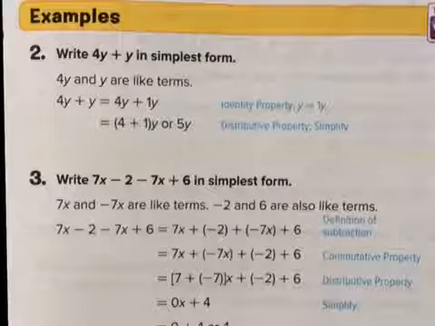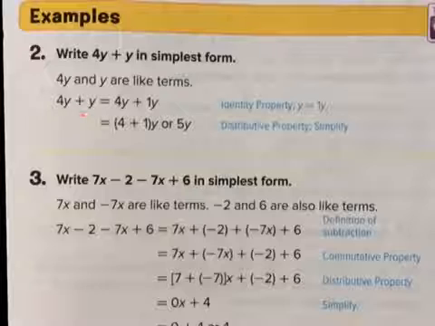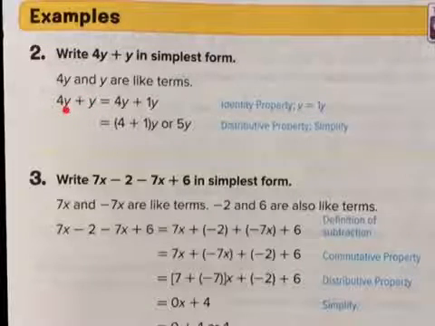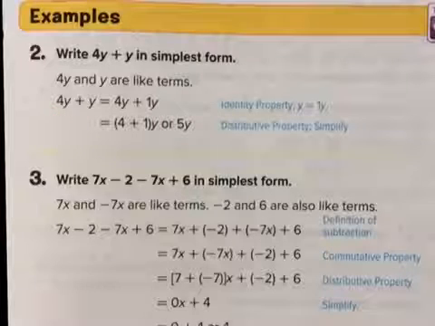And how it would work with example 2, where we have 4y plus another y. We could take this y and add it to this 4y, and it would make it 5y. But there's actually a process.